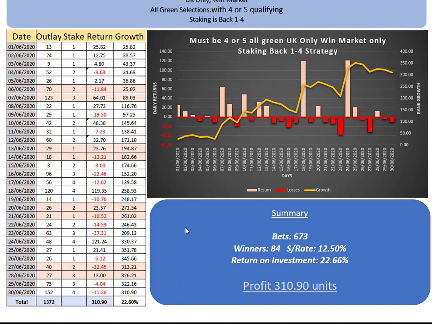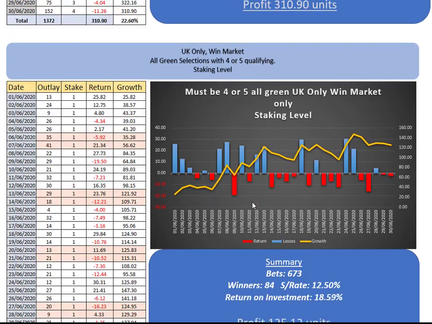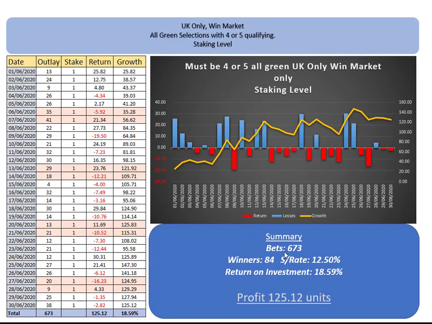Now you could have got away with a bank of a couple of hundred, and we would have doubled our bank, because if we look at our months here, the first loss is on the 4th of June, and then basically we get that back, and we don't go into negative at all, so we're not using any of our own money for nearly all of June. So that's using the back 1-4. And if we scroll down to the level staking, obviously the strike rate and all that's the same, but we make £125 profit on spending £675, so 18% return on investment just using level staking.